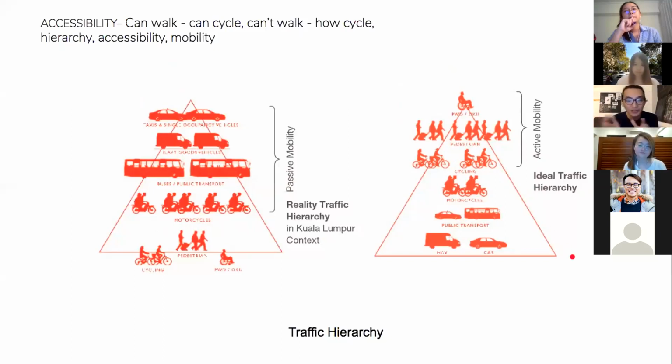So it's actually a shift. We have to understand how to shift from what we have in reality to this ideal. I must say that we are changing. Ever since this report came out, a lot of changes have happened.